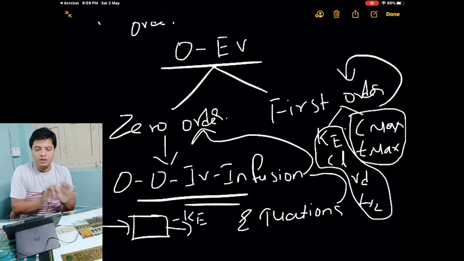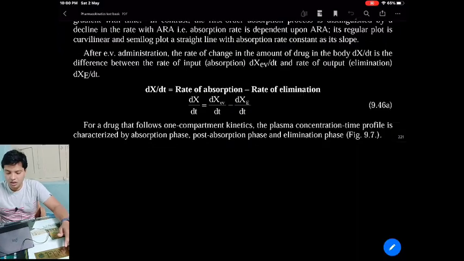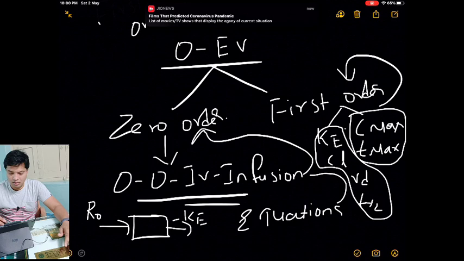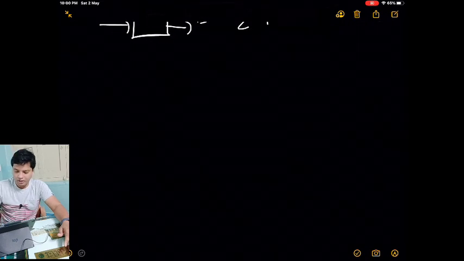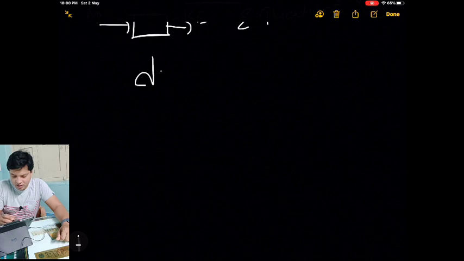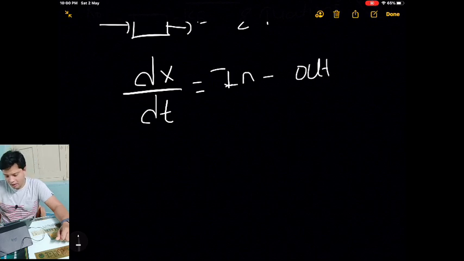See, zero order in extravascular is equal to IV infusion. Just go and check that video. To start with, the rate of change of the amount of drug in the body is equal to, as we saw, incoming and outgoing, in and out.